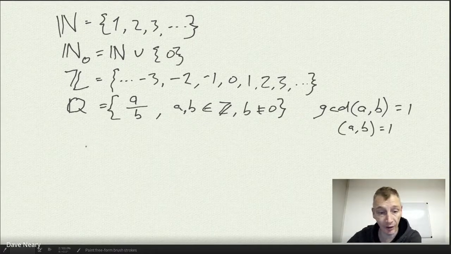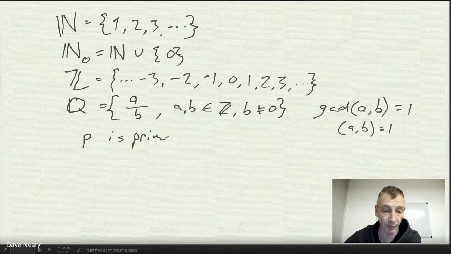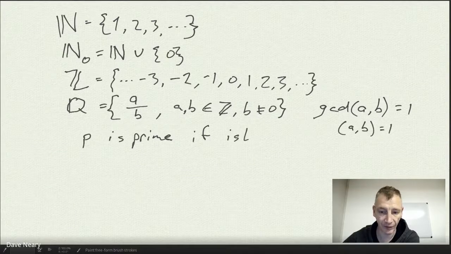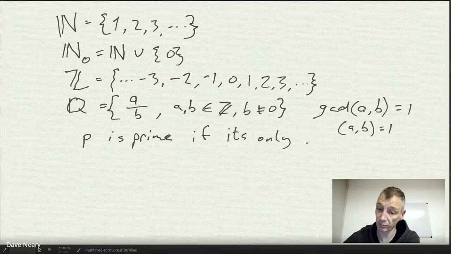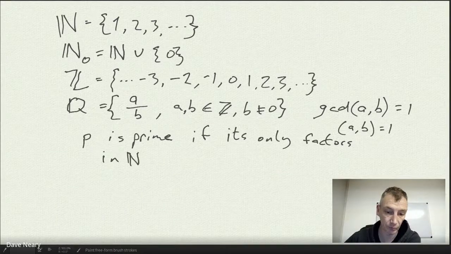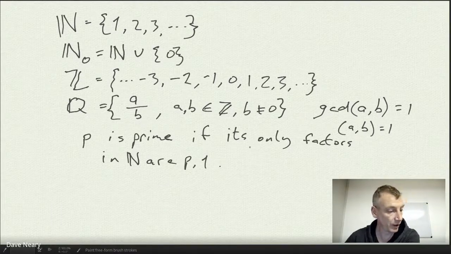So let's talk about some interesting subsets of the natural numbers. Well, I just mentioned one. p is prime in the natural numbers if it's divisible only by its only factors in the natural numbers are itself and 1. So that's one we'll see quite often.